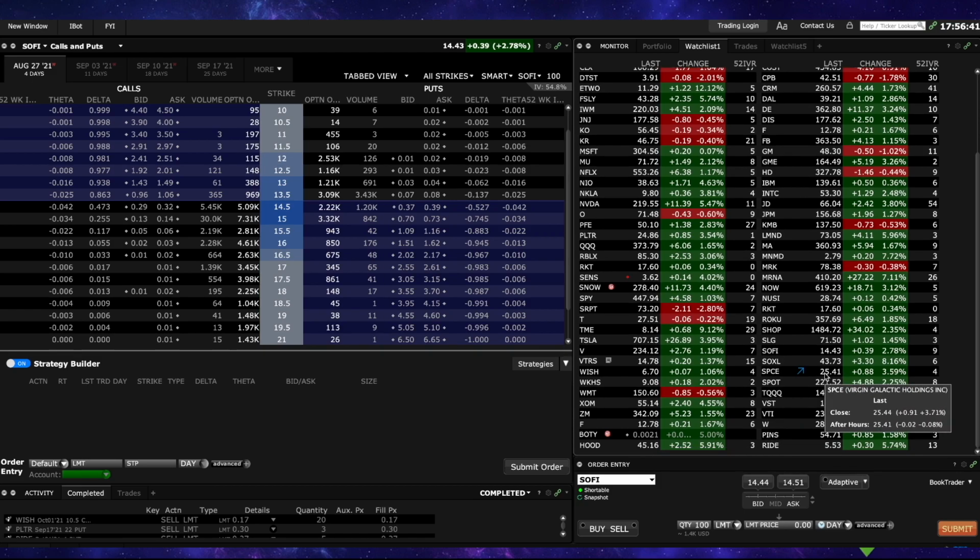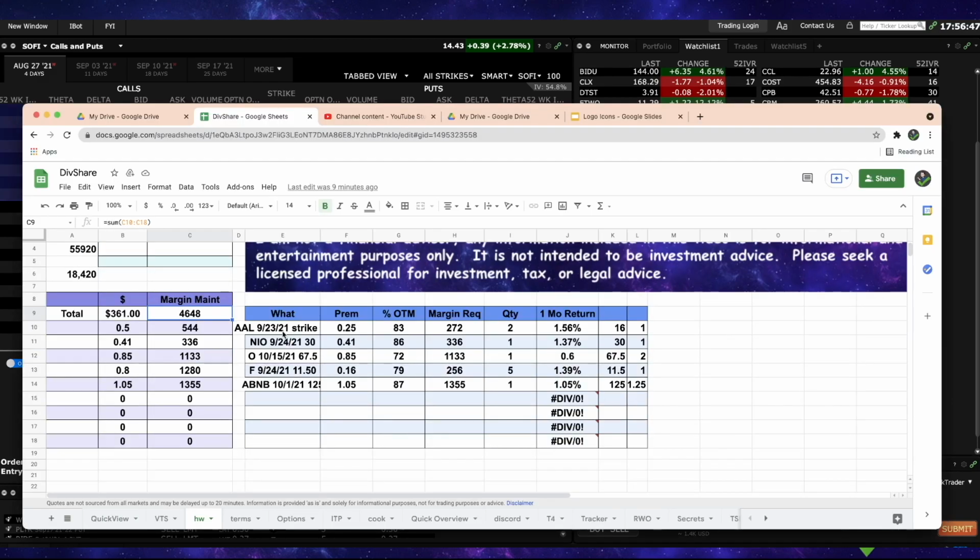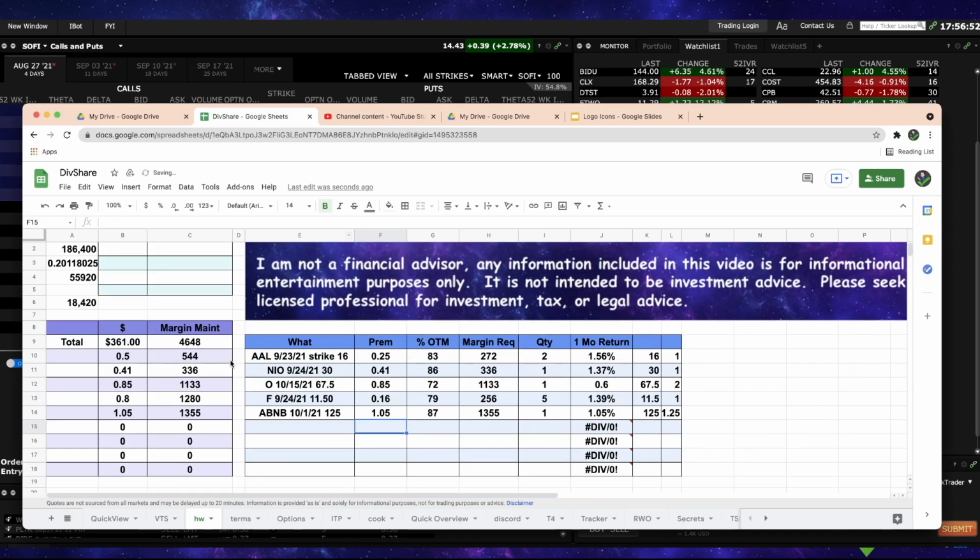I think that pretty much wraps up this scouting for me. So I did come up with a couple plays that I'll be looking at to see if I can get fills on. And that only uses up about 4,600. Maybe I'll do an extra contract of O on this guy then. Yeah, we'll do that. We'll look to put on 2 O's then. Put up a little bit more margin maintenance there.